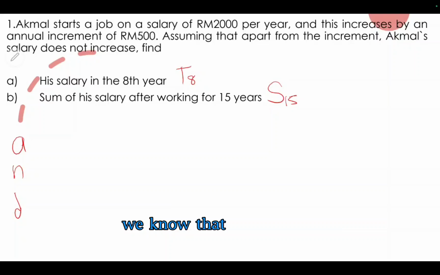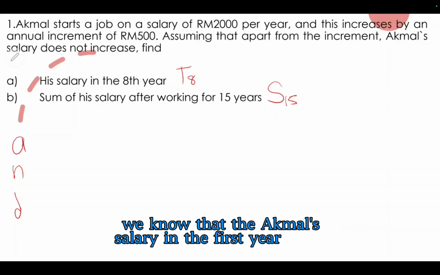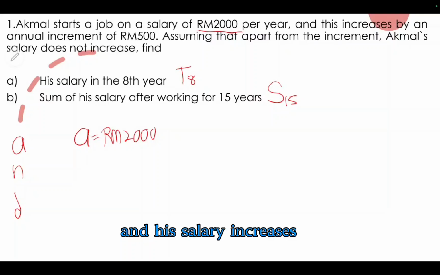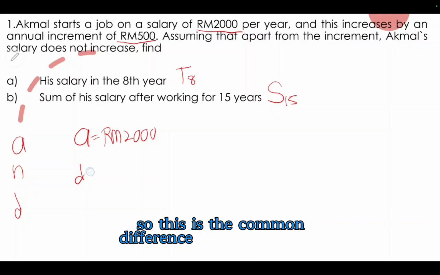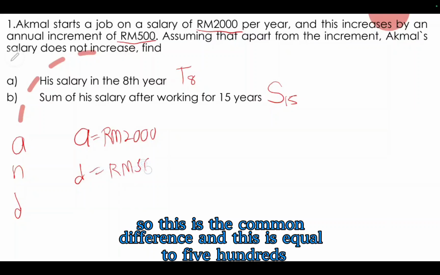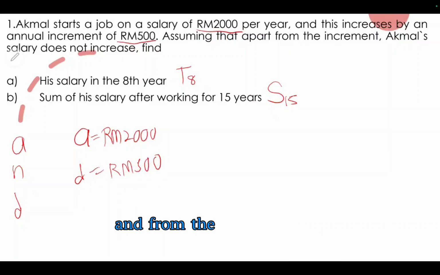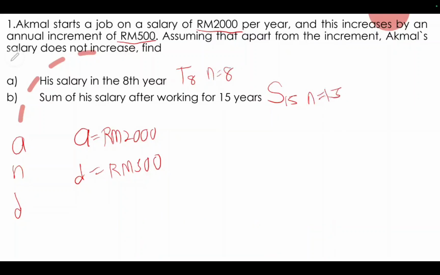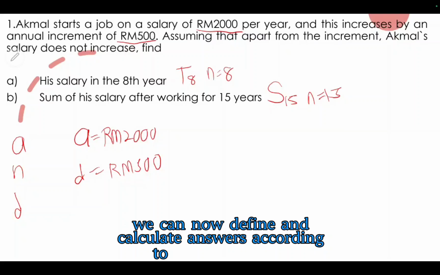So next, we need to narrow down the useful information from the questions. From the question, we know that Amal's salary in the first year is 2,000. So the first term, A, is equal to 2,000. And his salary increases by 500 every year. So this is the common difference, and it is equal to 500. And from A, we know N is 8, and from B, we know N is 15.